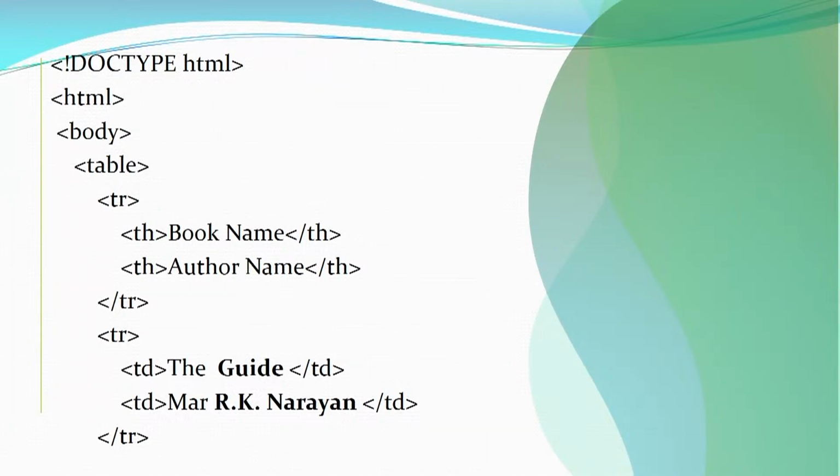So after starting the table, we will start one row under opening and closing tags. Then we will start another row under opening and closing tags. If we take the first row, we added headings. TH means table header. So the table headers are book name and author name. Here we can define the number of columns which we want to use in our table.